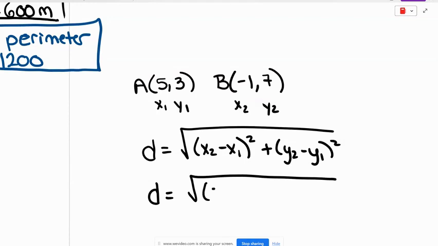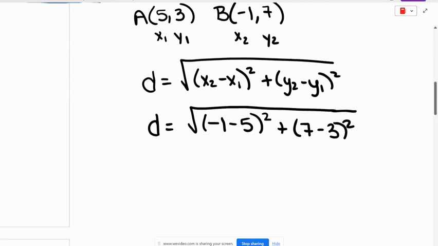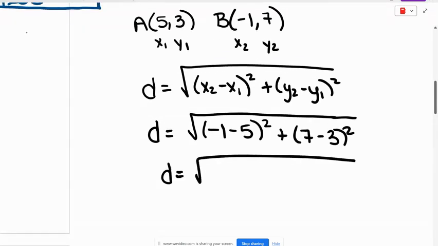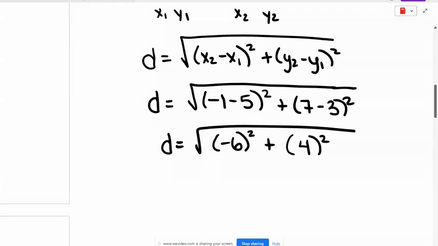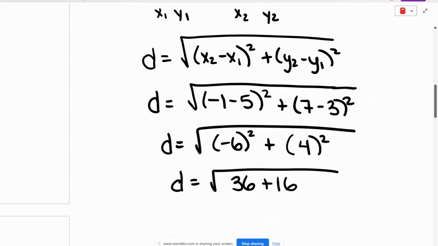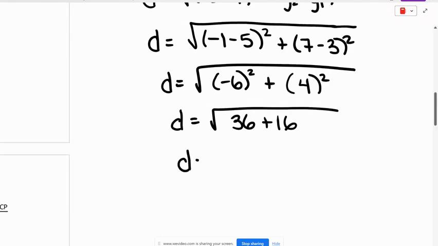So we're going to say 7 minus, oops, not 7, sorry, -1 minus 5, and then we square it, plus 7 minus 3, and then we square that. -1 minus 5, isn't that a -6? And then 7 minus 3 is 4. Square that. Now you square what's underneath this radical. So you're going to get 36 plus 16. 36 plus 16 is going to be 52.